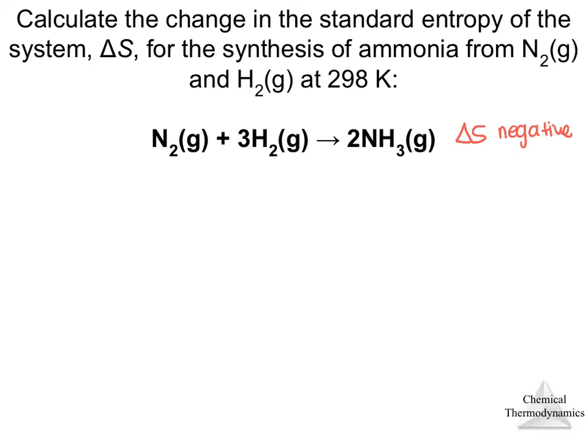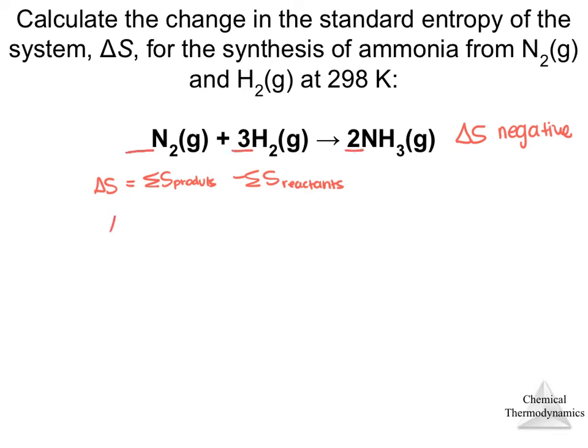So let's go ahead and calculate this. Our delta S is going to be equal to the sum of the entropy of the products minus the sum of the entropy of the reactants. This equation should look really familiar. It's the same way we just calculated the enthalpies. So we need to take into consideration our stoichiometric coefficients, so don't forget your balancing numbers.